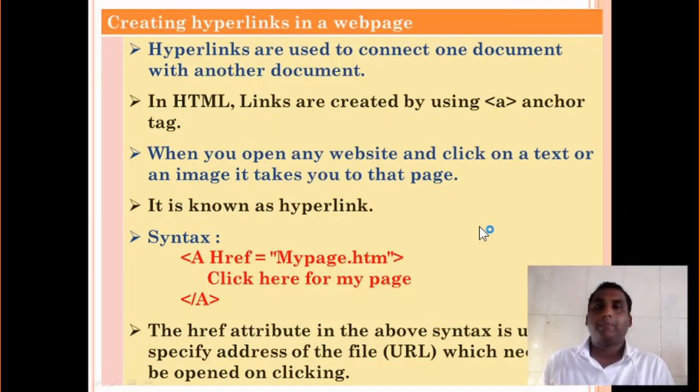Now let us see hyperlinks on a web page. Hyperlinks are used to connect one document with another document. If there are two documents and you want to jump from one HTML file to another HTML file, then we make use of hyperlinks on a web page. In HTML, links are created by using the A anchor tag, A for anchor. When you open any website and click on a text or an image, it takes you to that page. It is known as a hyperlink. We all browse onto the internet.